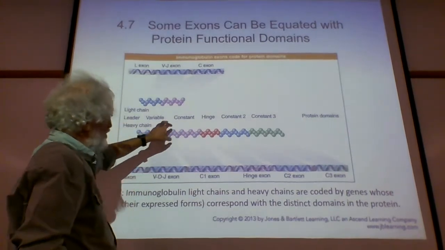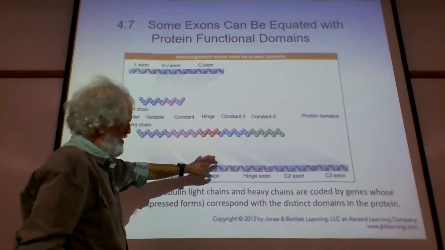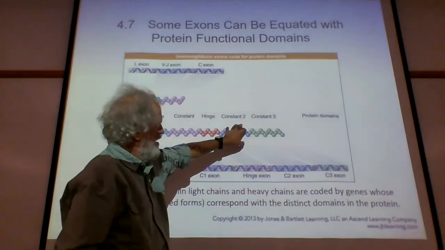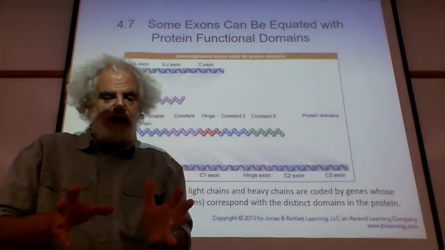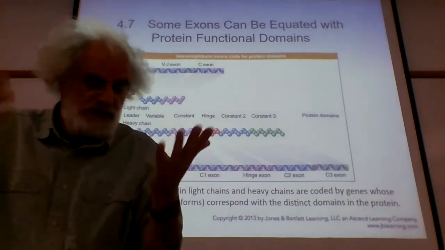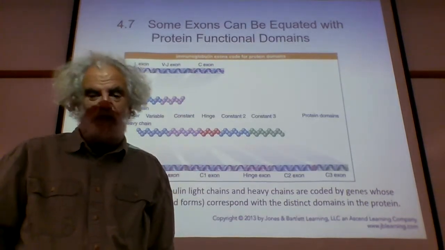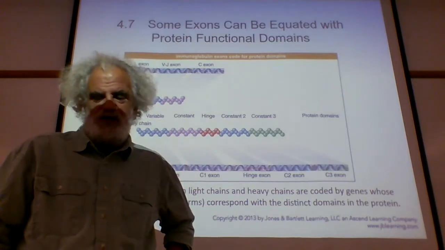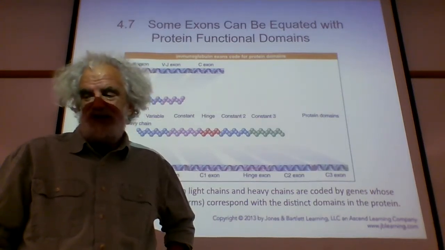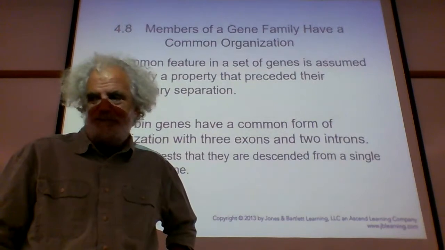We have a variable region, a constant region that's always there, the hinge region, constant regions, and then the constant region, and they can be different exons. And so you can build a protein up with some variety in it this way. Immunoglobulin genes are kind of weird, though. They undergo some very significant splicing and rearrangements, but we'll get to that.